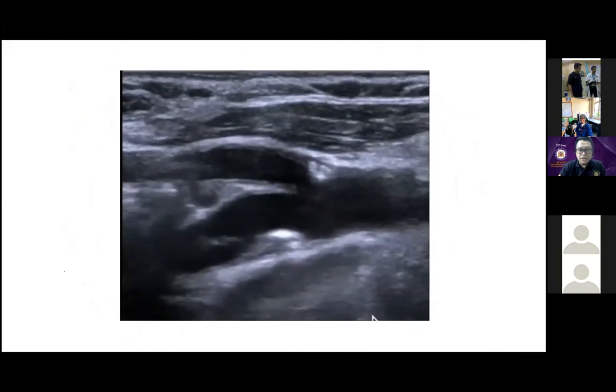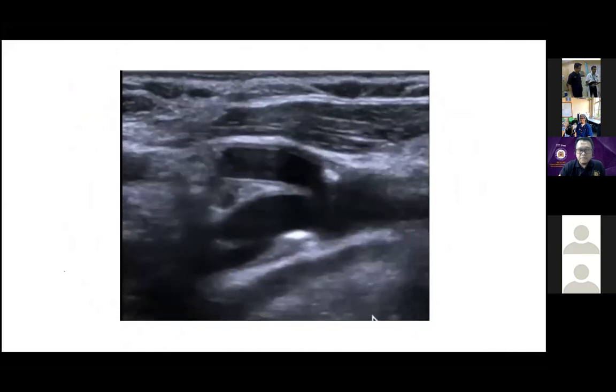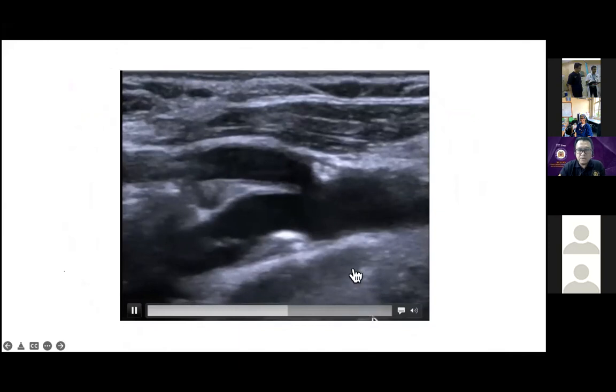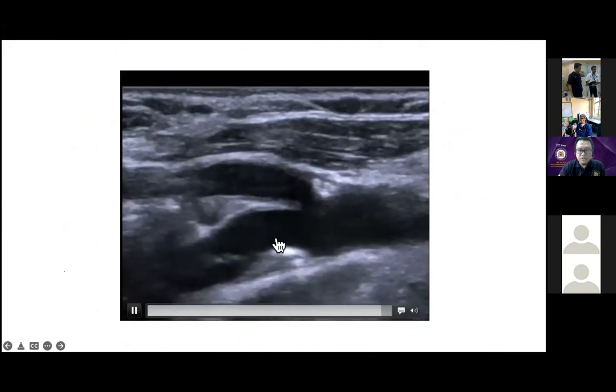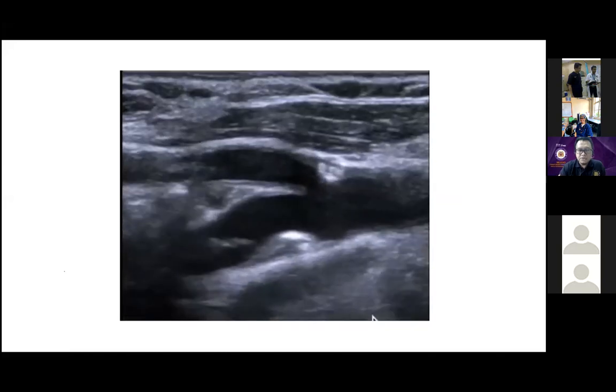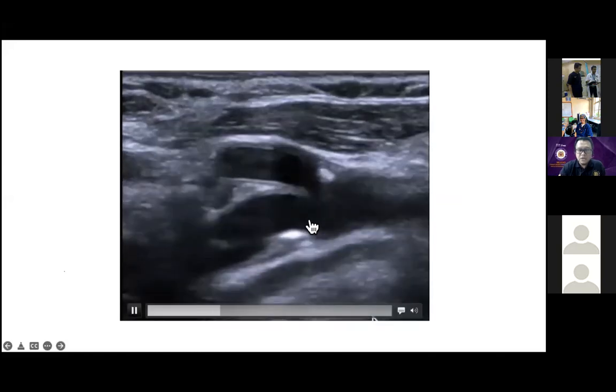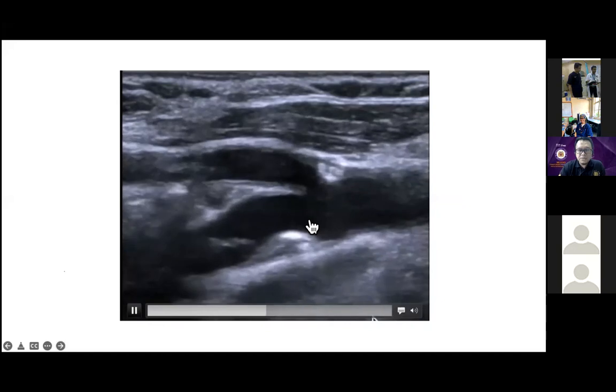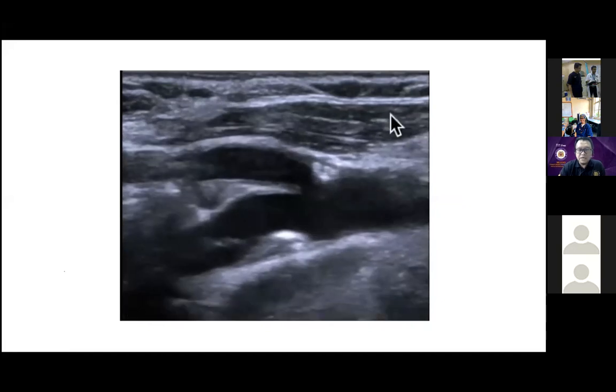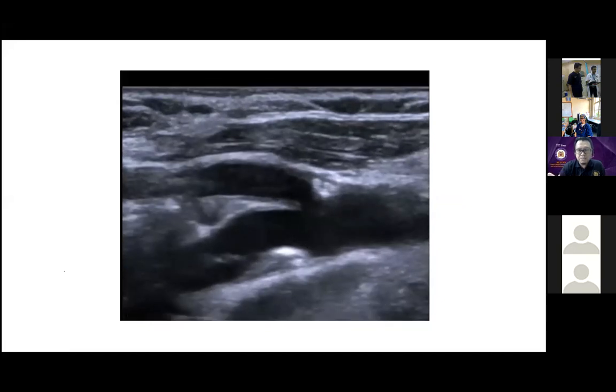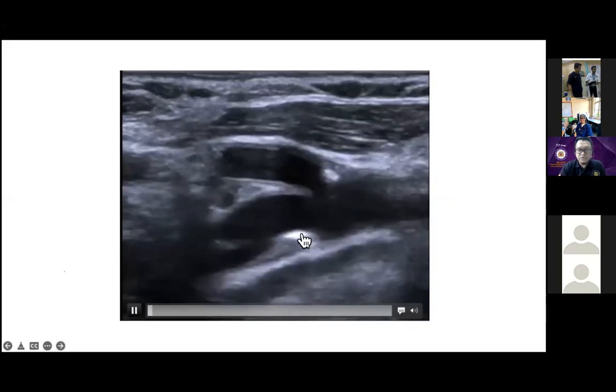Okay, this is an example of plaque morphology at the carotid bulb. Okay, you can see here, this is calcified. So this is considered almost type 5. So we are not worried much about this type of plaque. But I guess this patient may need further investigation.